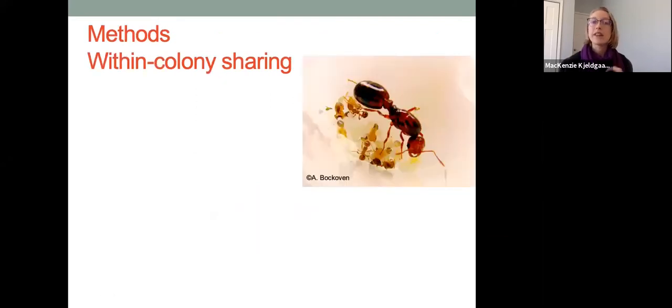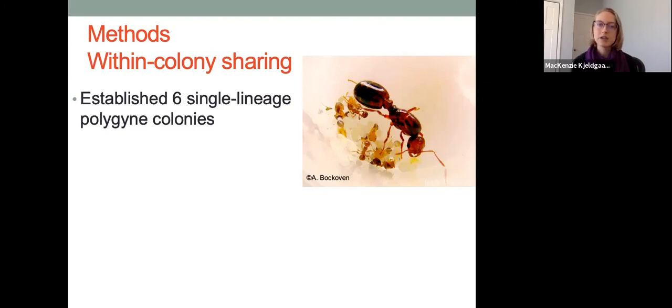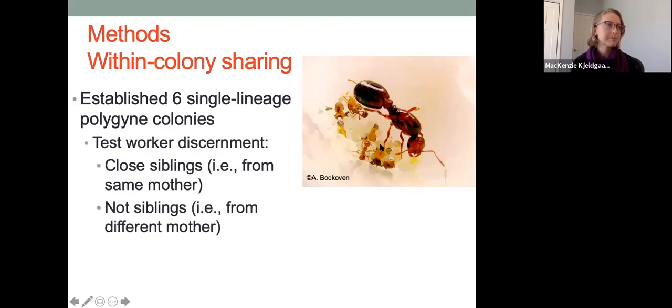So next, looking at within colony sharing, I did this research with 2 former students in the Eubanks lab, Colin McMichael and Dr. Allison Bakoven. To look at within colony sharing, we established 6 single lineage multi-queen, or polygyne, colonies. So this consisted of, here's an example of this, a queen and all of her brood. And we wanted to test worker discernment between close siblings, or larvae from the same mother, and not siblings, or larvae from a different mother.